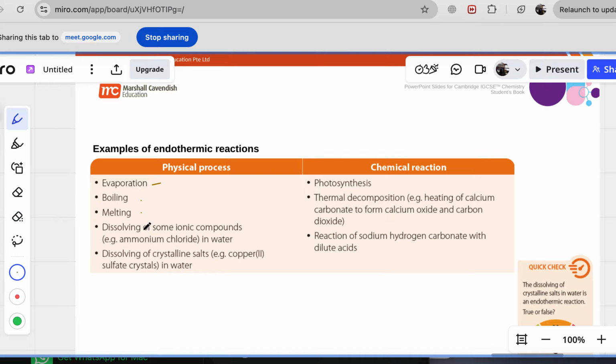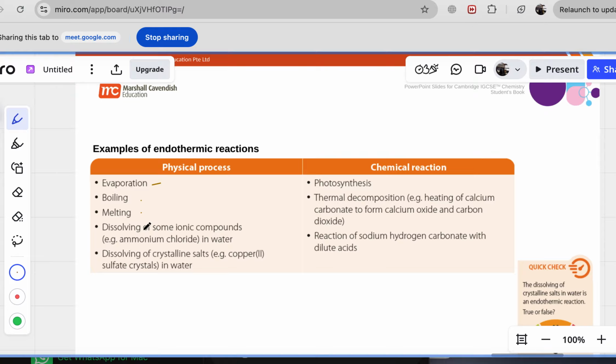Okay, let's quickly move on to the next one. Here is an example. When 1 mole of iron reacts with 1 mole of copper(II) sulfate in aqueous solution, 150 kilojoules of heat is given out. Here the word is given out. If it's given out, it means it's an exothermic reaction because heat is given to the surroundings. So this energy will be minus 150 kilojoules.